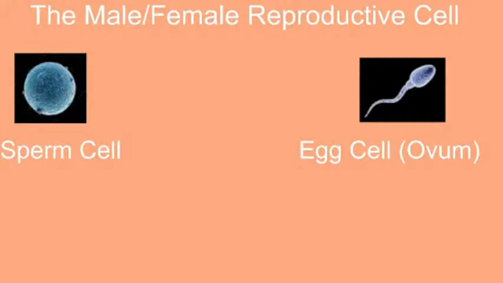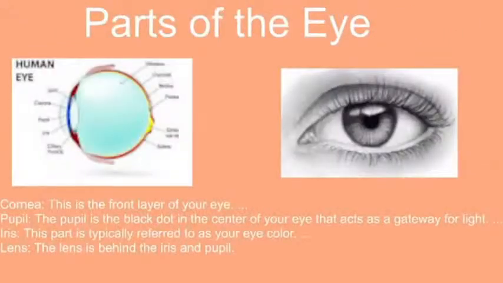Next are the parts of the eye. The parts of the eye are listed, and they are the cornea, the pupil, the iris, and the lens. The cornea is the front layer of your eye. The pupil is the black dot in the center of your eye that acts as a gateway for light.